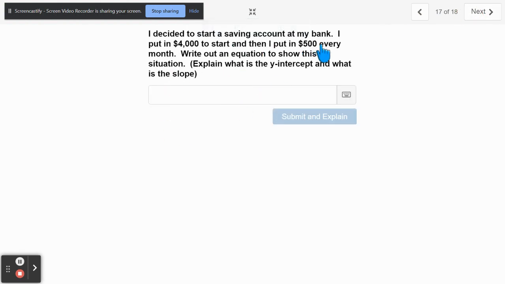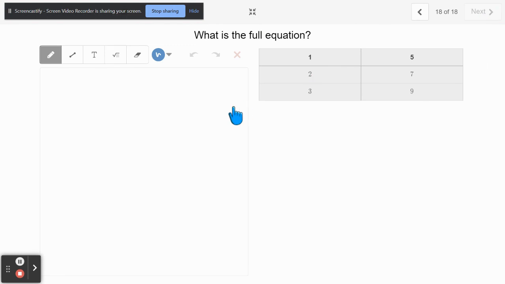I decided to start a savings account at my bank. I put in $4,000 to start, and then I put in $500 every month. Write out an equation to show this situation. Okay, so I put in 4,000 to start. To start, that's my y-intercept. That's the starting point. And then I put in 500 every week. Okay, that's the x. Now they may list it as w because it's week. Don't be scared if you see that. Last one. Write the full equation. Let's go, guys. Push pause and go ahead and solve this last one. You got this.